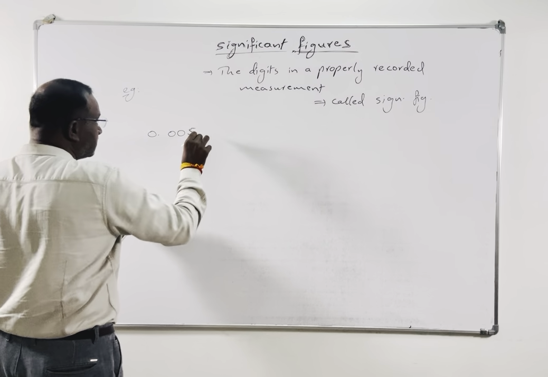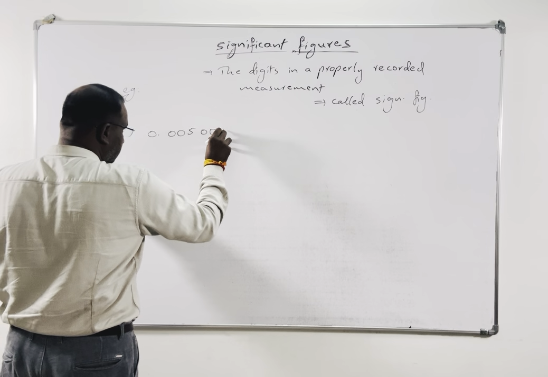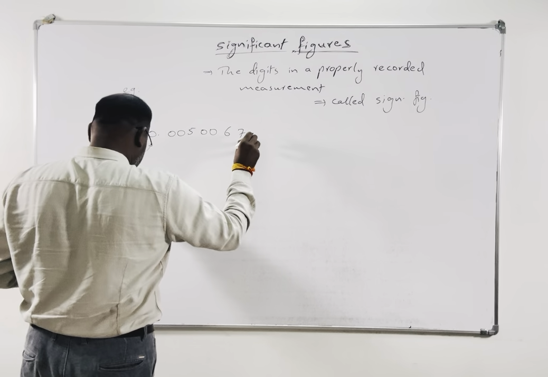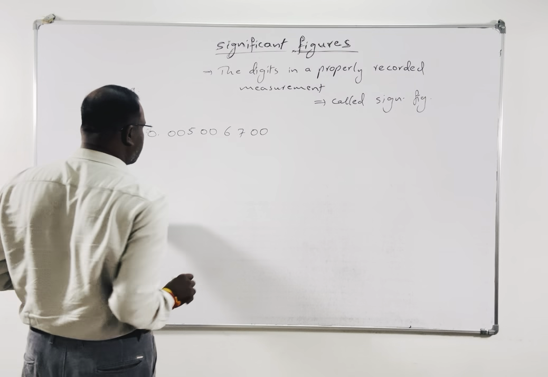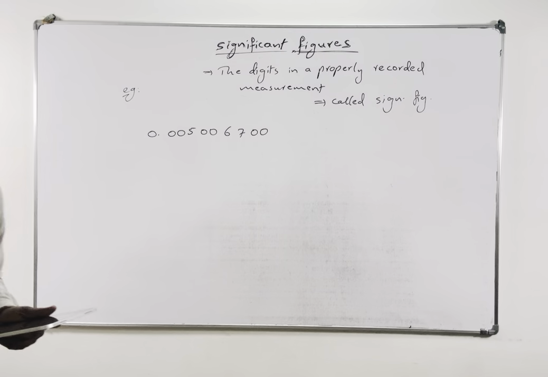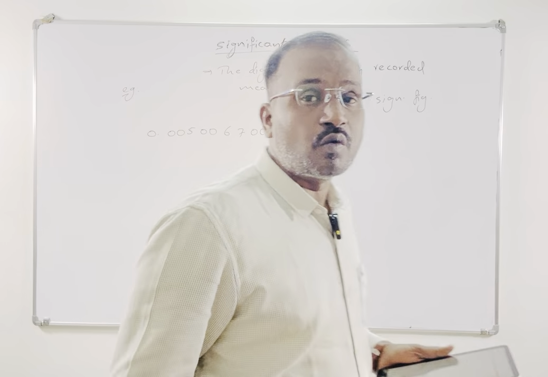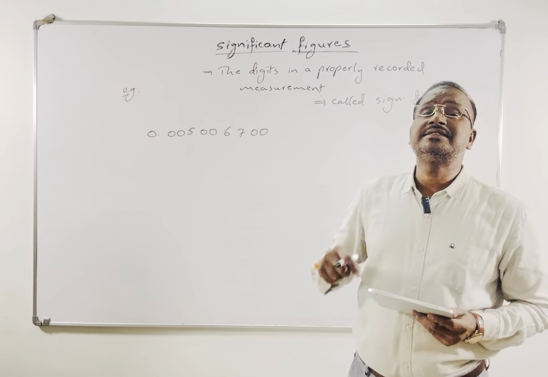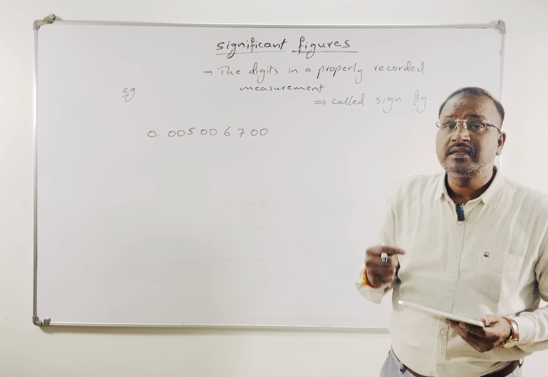0.005006700, like this one number is. Let us see what the significant digits are here.